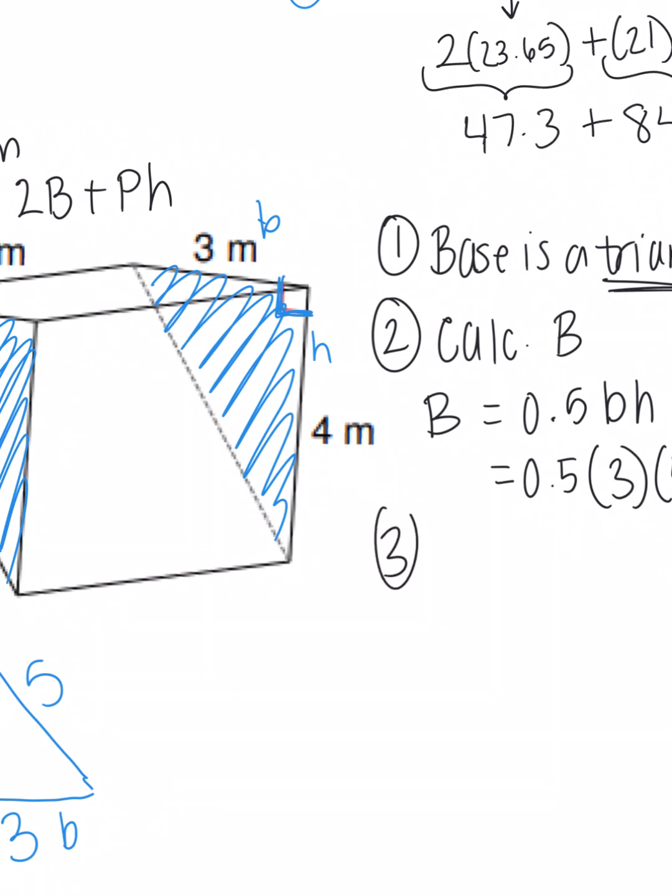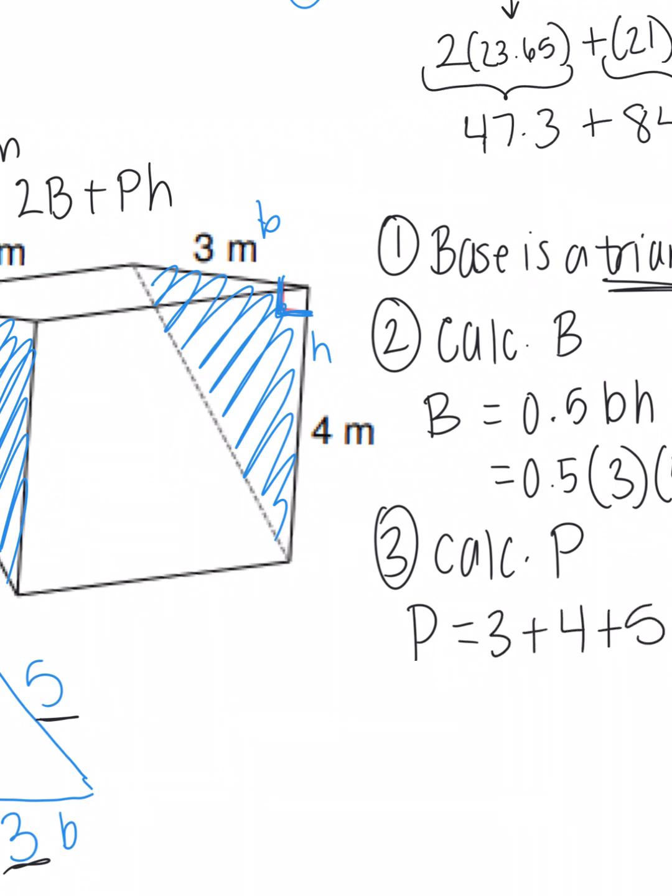Now I need to get the perimeter of my base. Remember, perimeter when it comes to triangles or any other normal shape other than a circle, you are just adding up the sides. So if I look at the 3 sides of that triangle, I have a 3, a 4, and a 5. I'm just going to add them up, which this time gives me 12.